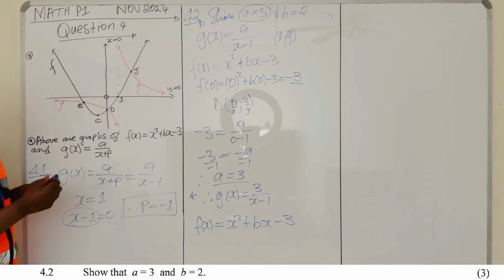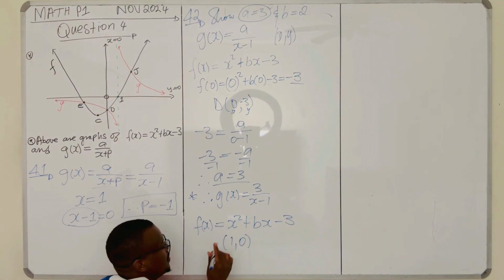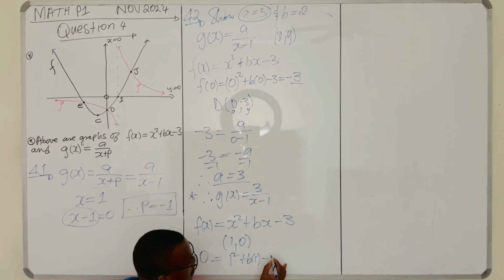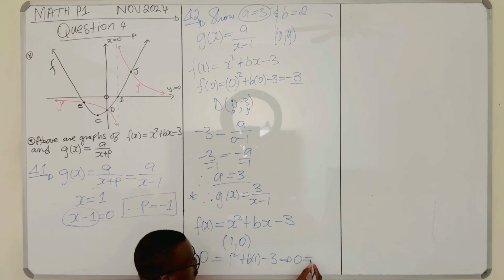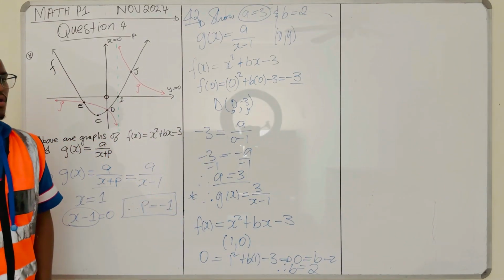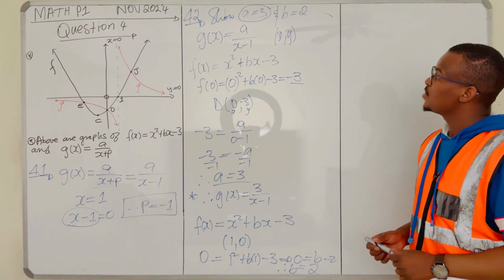So let's use the second one, which is 1 and 0. This point over here, it's 1 and 0. Substitute them here. Your 0 is equal to x squared, which is 1 squared, plus b times 1 minus 3. So this will become 0 is equal to b minus 2. Therefore, your b is equal to 2. As they wanted us to show, we've shown. So we're done with this one.